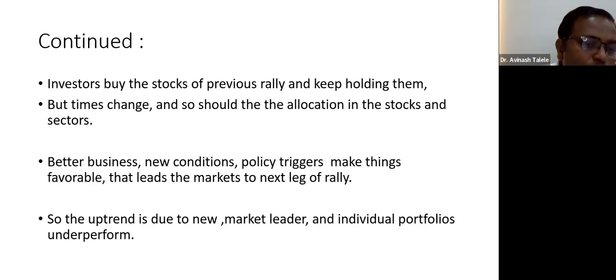So our intention should be to have those stocks which are actually contributing to the next big rally of the market. If we are able to do that, then our portfolio will also make a new high when the market makes a new high. So the uptrend is due to the new market leaders, and individual portfolios underperform. This is a problem with most of us.